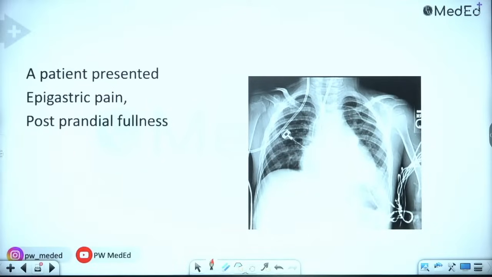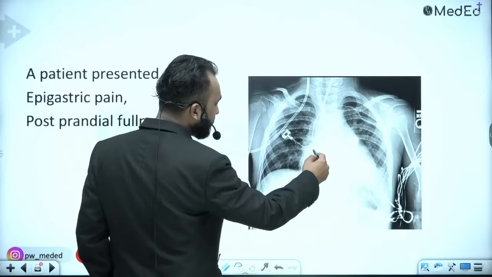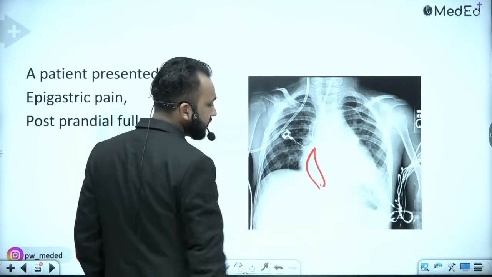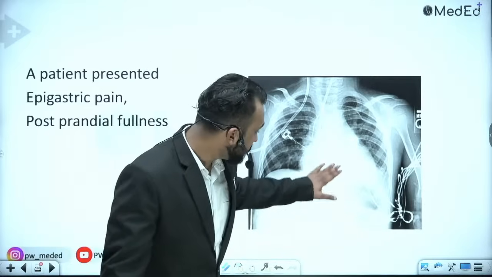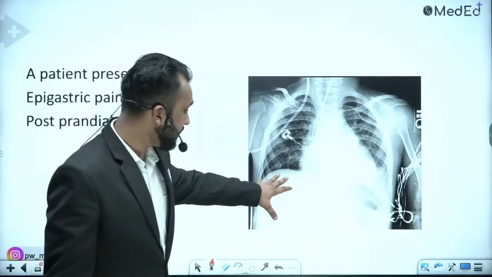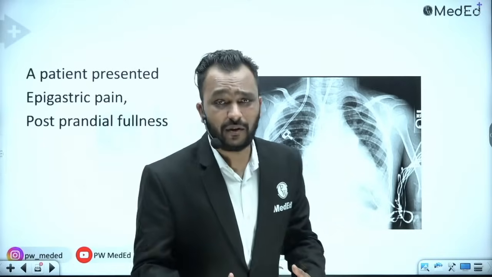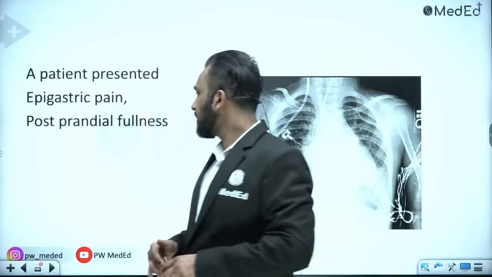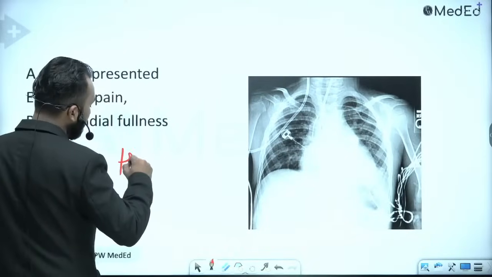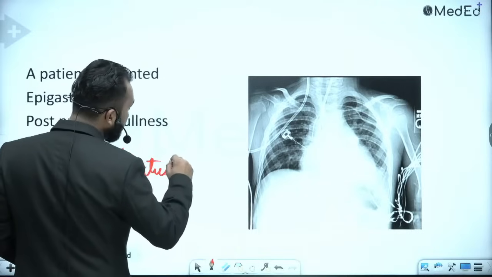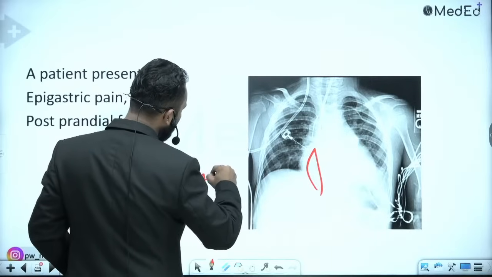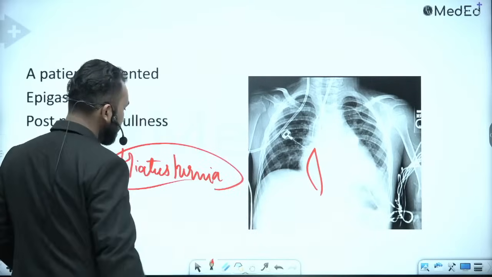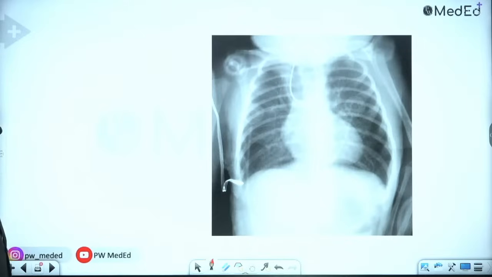So patient presented with epigastric pain and postprandial fullness. You are able to see a radiolucency in the retrocardiac area. So this is a spotter that we used to do during our post graduation. So what is there? Radiolucency in the retrocardiac area. This radiolucency is due to the herniation of the stomach into the mediastinum, and this is a case of hiatus hernia. Can you guys appreciate this radiolucency in the retrocardiac area? This is due to the herniation of the stomach into the mediastinum.